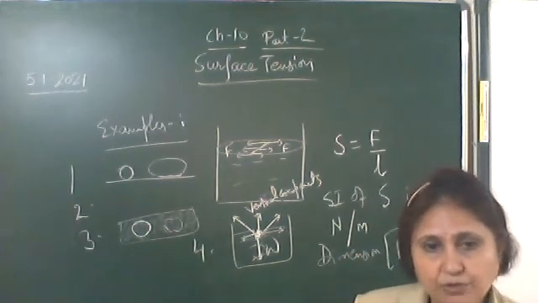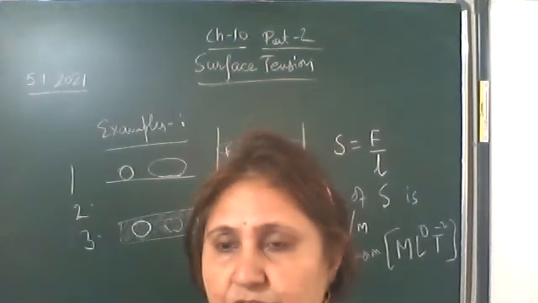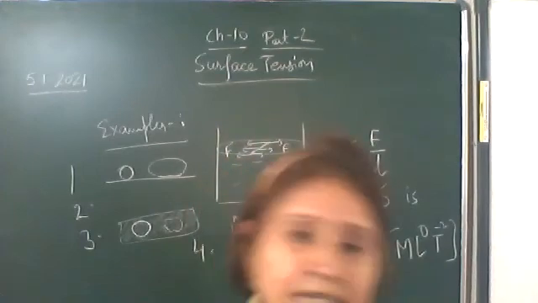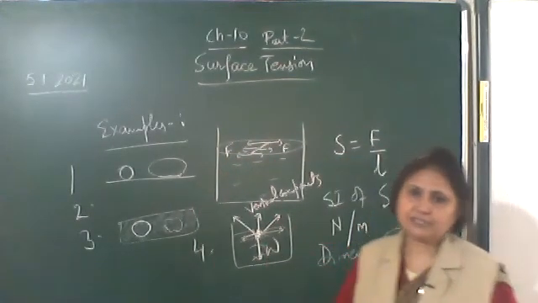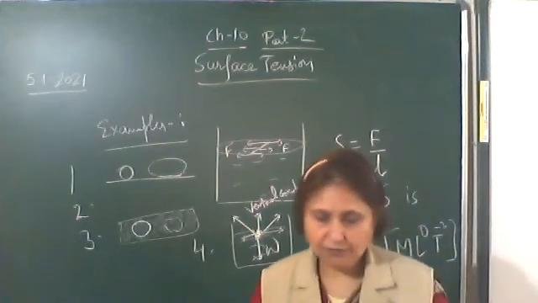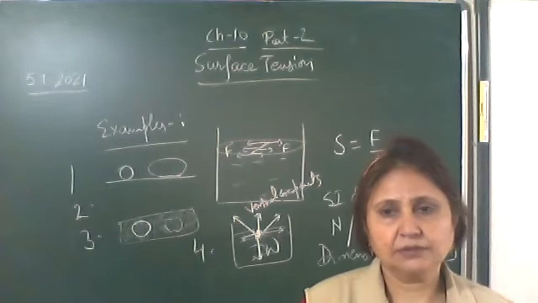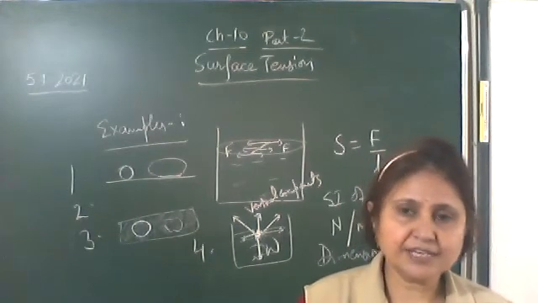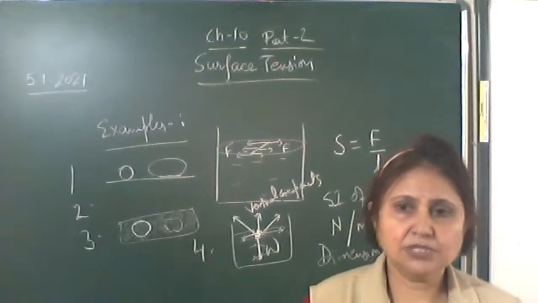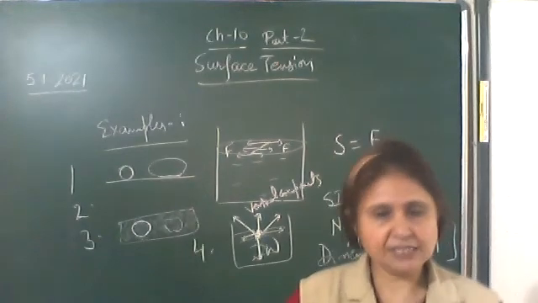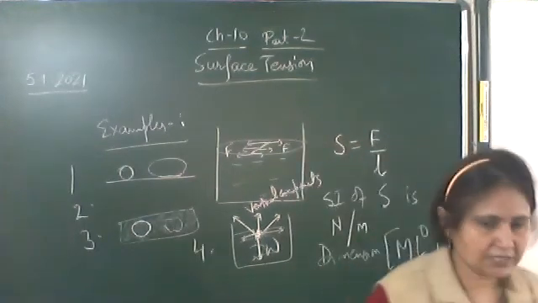Okay, write one more line. Where does this force of surface tension act? The force of surface tension acts tangential to the surface of the liquid. So write down: the force of the surface tension acts tangential to the free surface of the liquid.